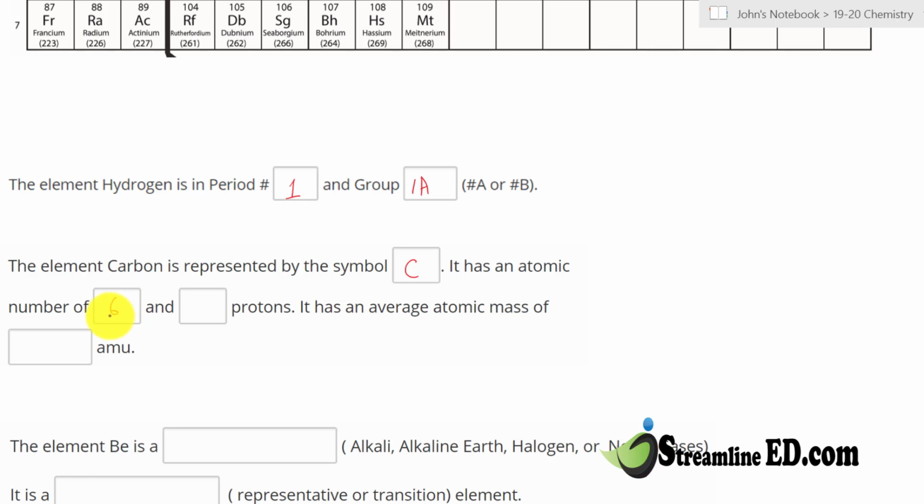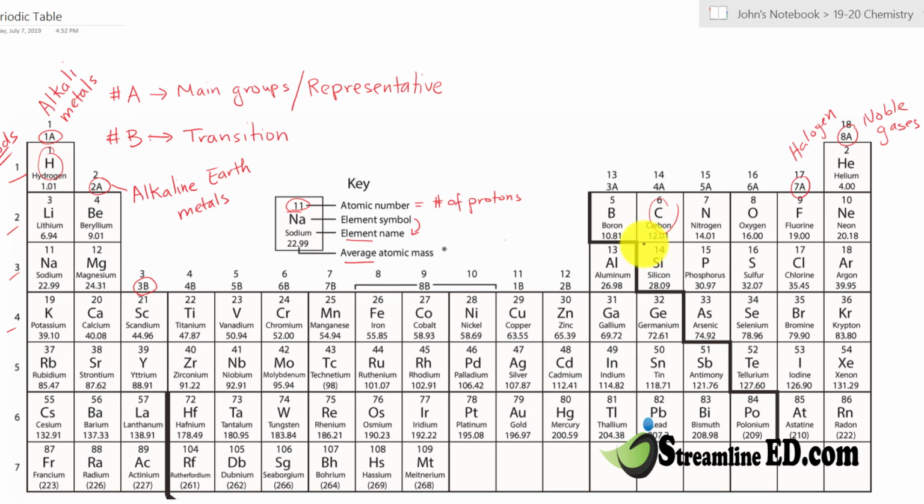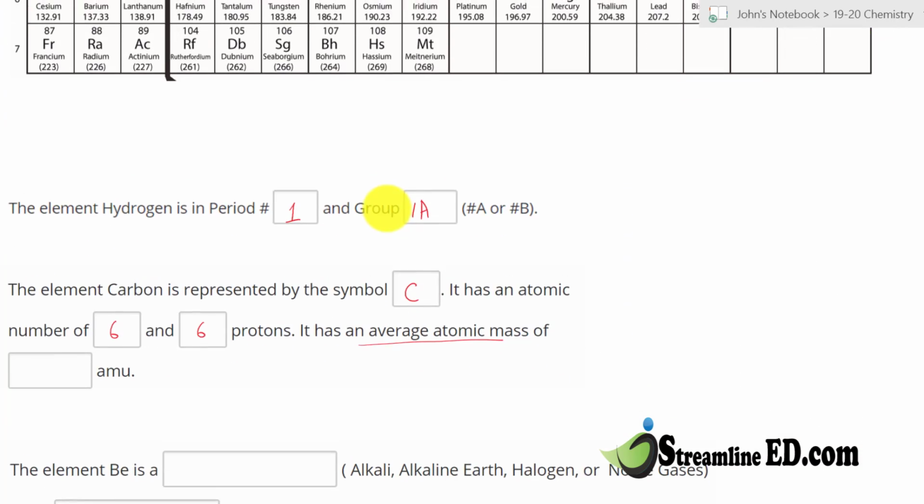And then how many protons does it have? Well, if the atomic number is 6, the number of protons is also 6. And the average atomic mass, if I remember correctly, is 12.01. So we have 12.01 AMU. Isn't that easy? So that's how you use a periodic table to get information about each element.